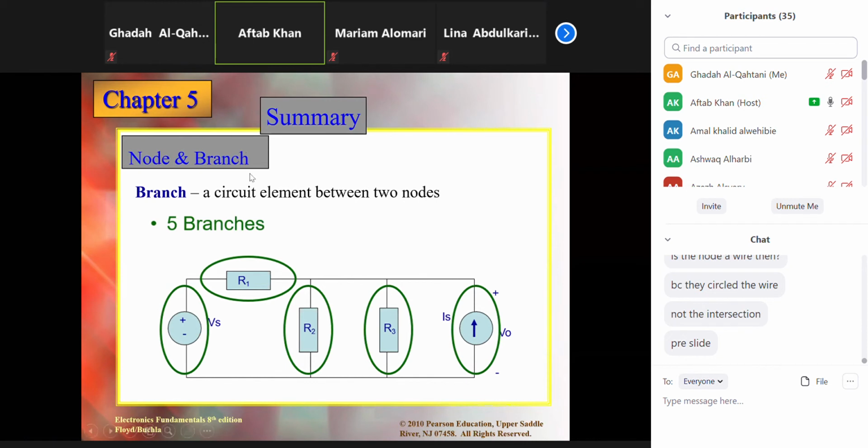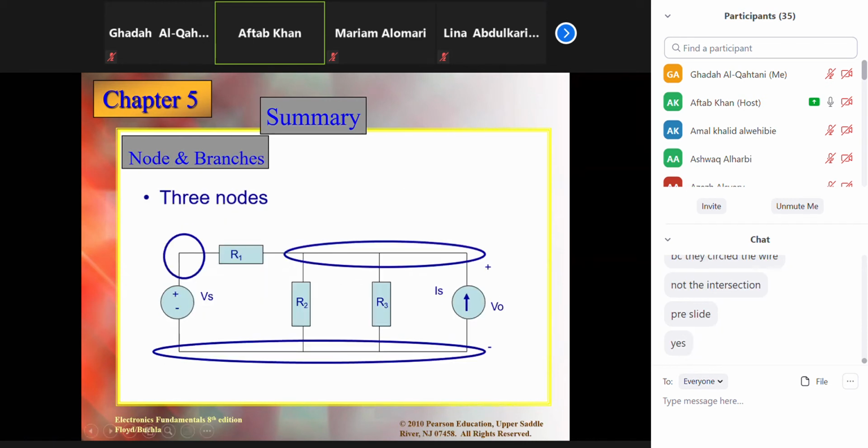Previous slide. Where is that wire? Where is that?